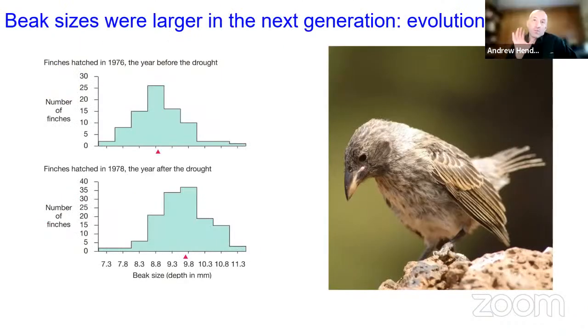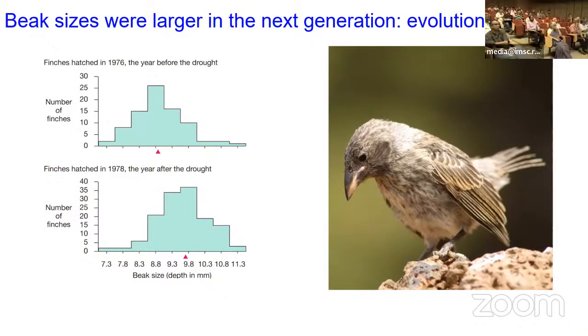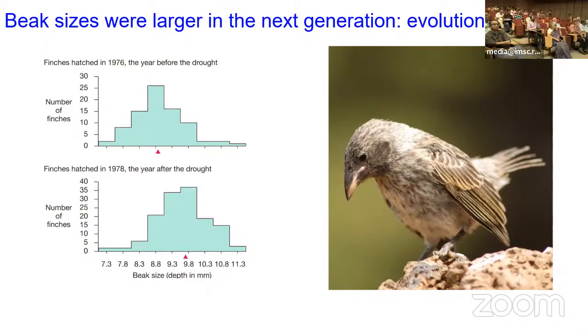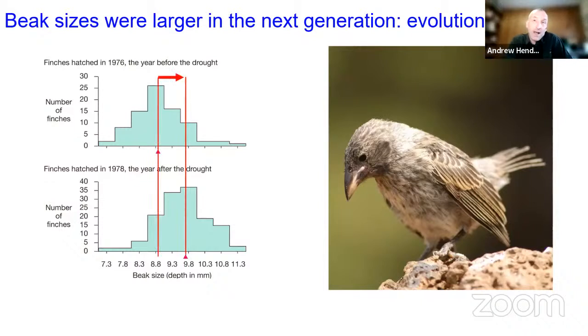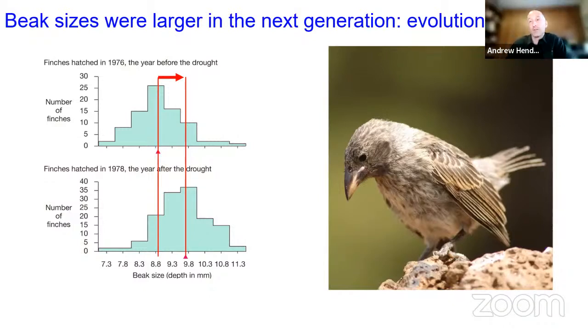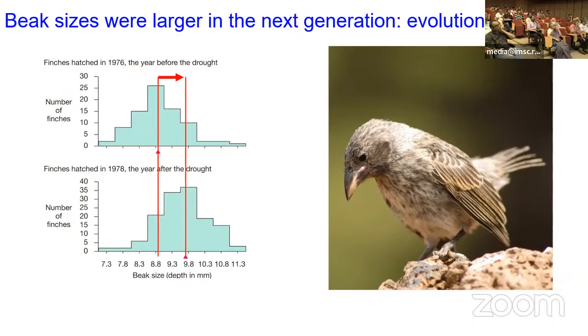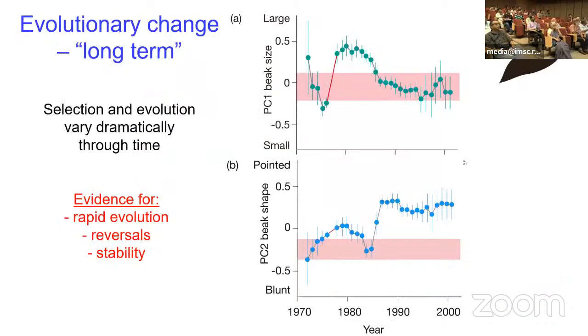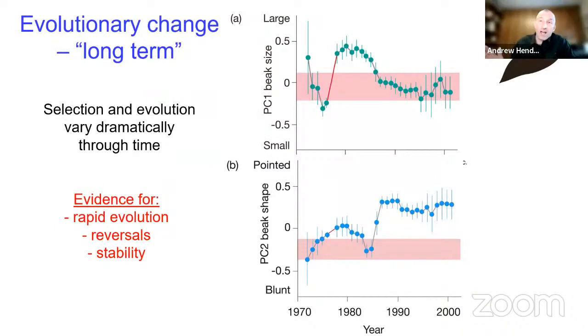So now you're looking at not the selection anymore, that is the adults before and after the drought, but you're looking at the average size of finches that were hatched before the drought versus the average size of finches, their beak size after the drought. And again, you see that there has been a shift in the average value of the beak size. So beaks have gotten bigger because parents that had the larger beaks were the ones who survived, and they passed on the genes that coded for larger beaks to their offspring. So evolution happened.